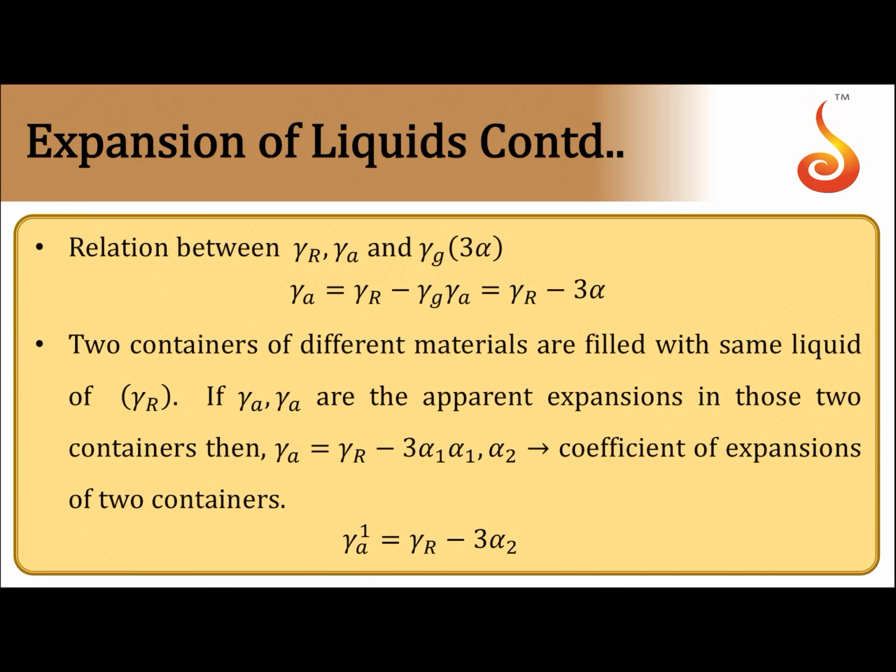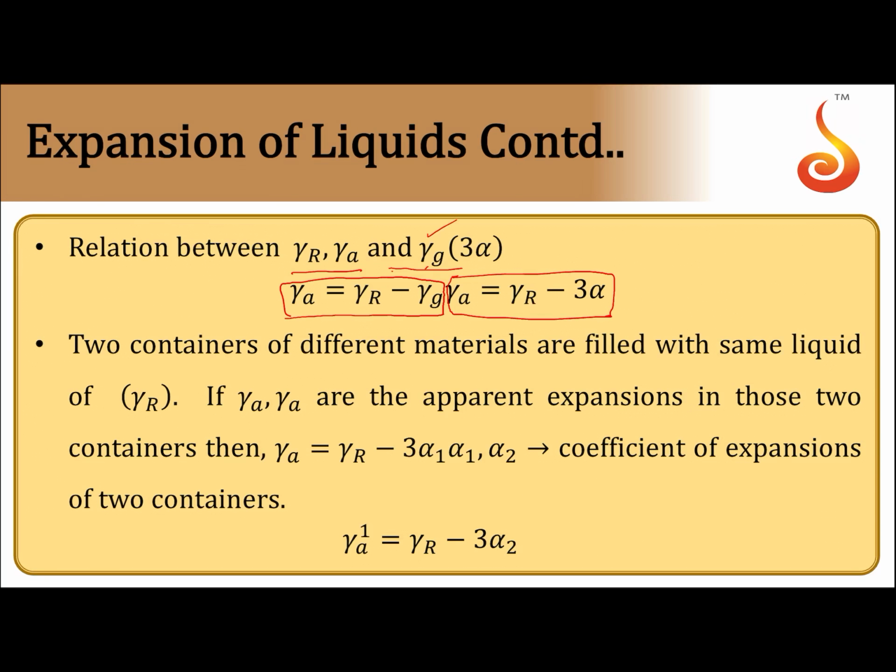So gamma real, gamma apparent and gamma of the vessel, all three are related by this relation. Gamma A is equal to gamma r minus gamma of the vessel. This is one relation. Or gamma apparent is equal to gamma r minus 3 alpha. This is another relation because gamma of the vessel can be taken as 3 alpha since it is a solid. This is for the vessel.